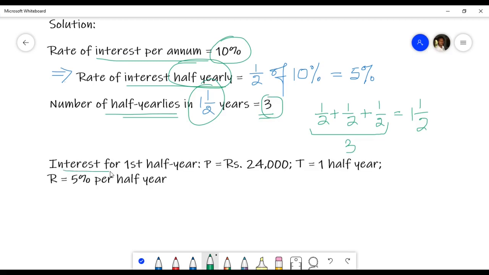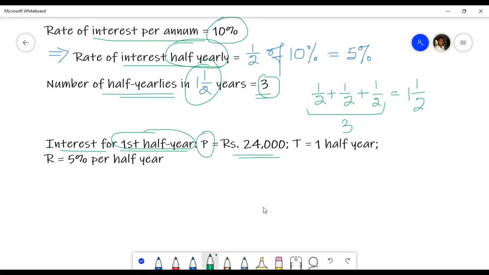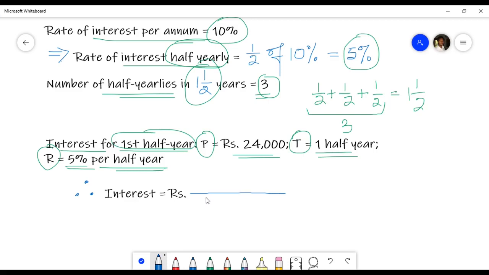Now, interest for the first half year. Remember that we have to calculate the interest for the first half year. The principal as given in the question is 24,000 rupees, time 1.5 year, and the rate is 5% per half year, right? That's what we calculated before. So what are we doing here? We are finding interest for the first half year.